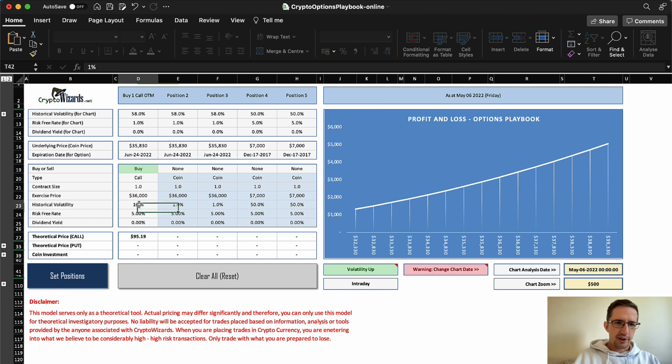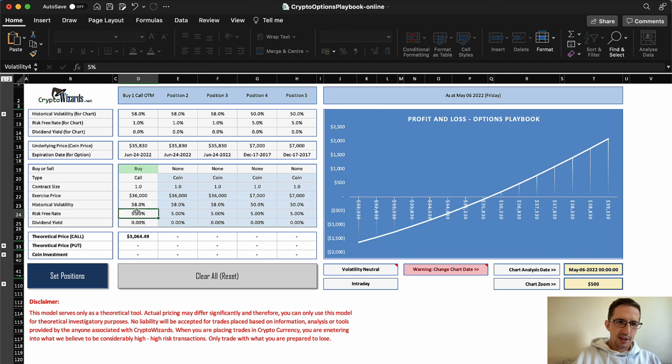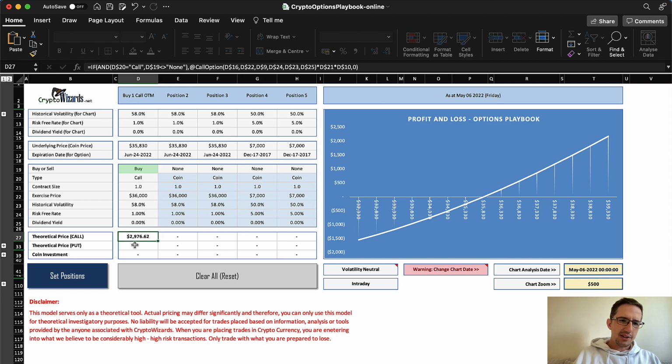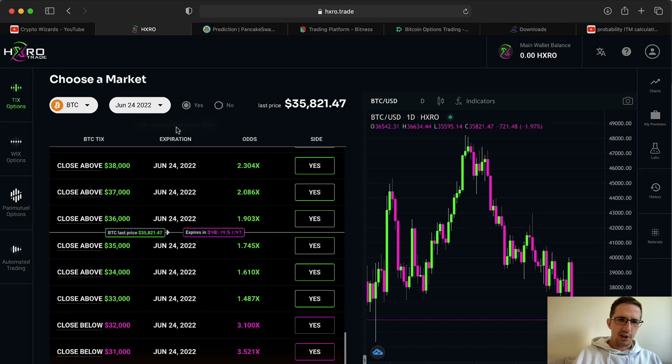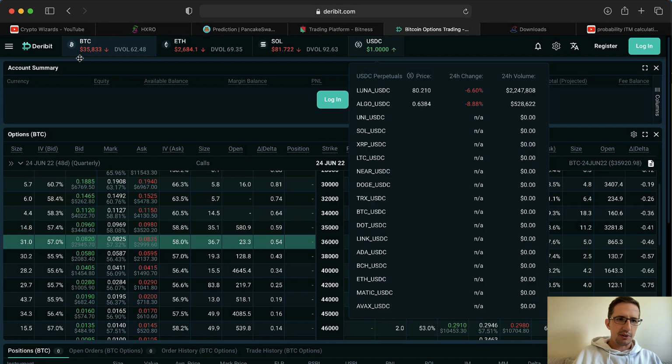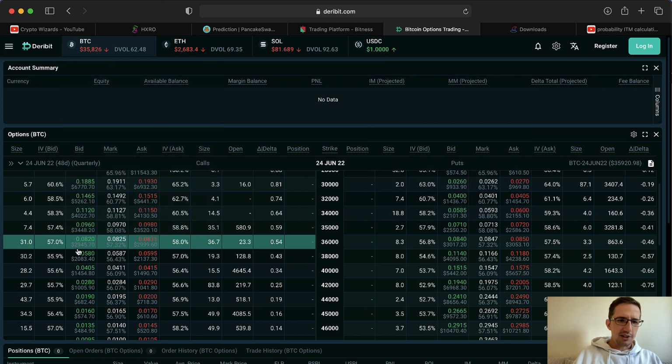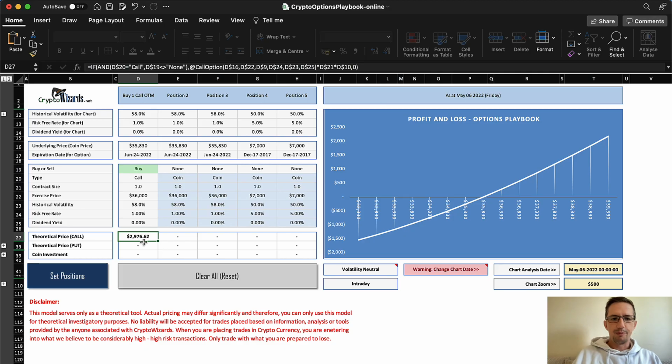Oh, whoops, historical volatility. Sorry, that's supposed to be 58%. I'm just going to put that in there. Risk-free rate, I wanted to put that as 1%. Now look at the price here of my call option. This is the Black-Scholes options pricing model. $2,976. Probably in the time it took me to do that, the price here has moved. But here you can see $2,945 or $2,999, depending on whether you're on the bid or the ask. So same price, okay? Broadly speaking, we've matched the price of Deribit here.